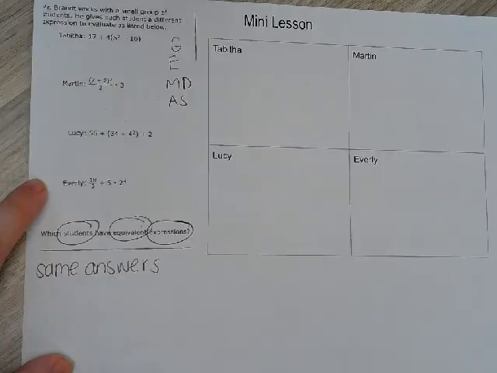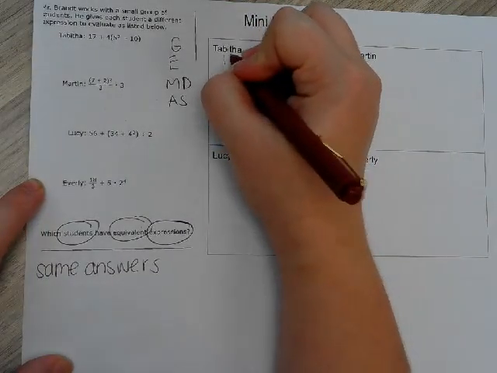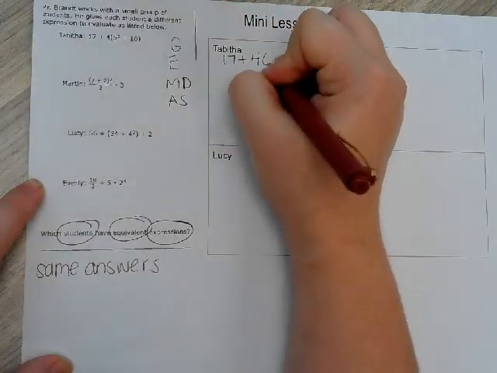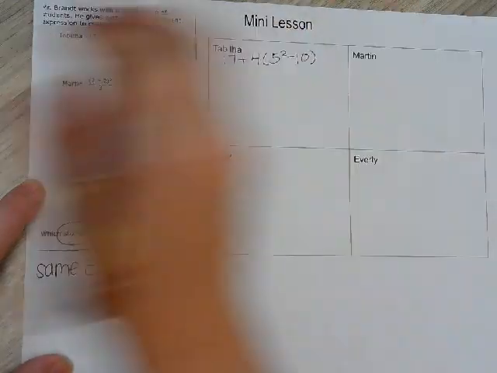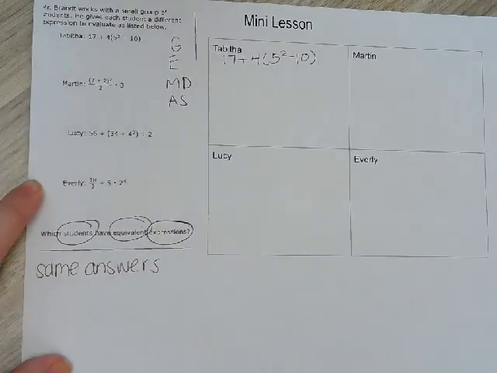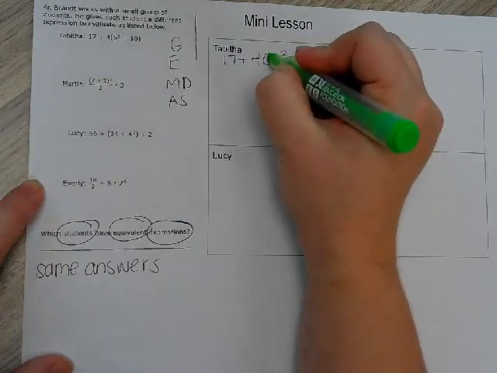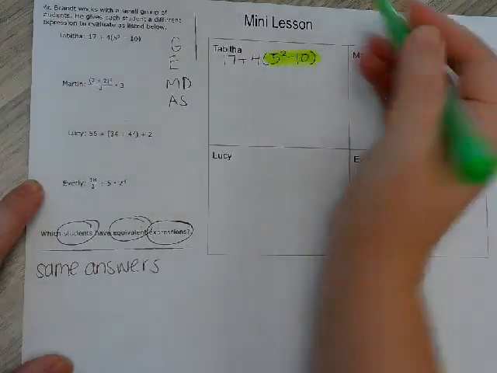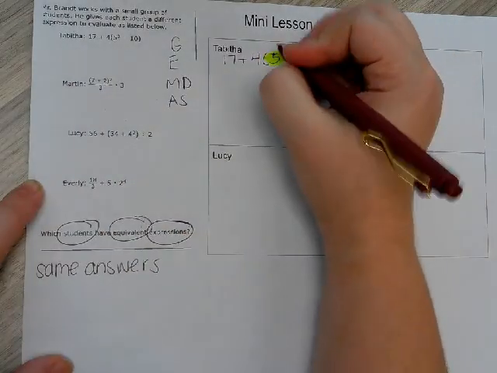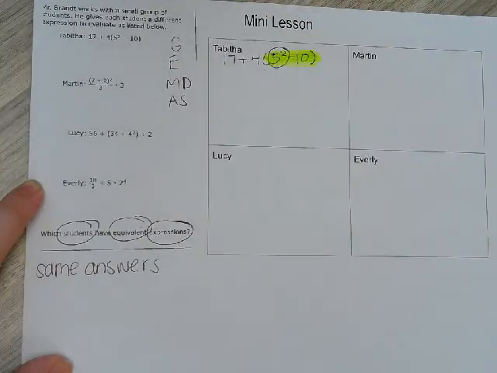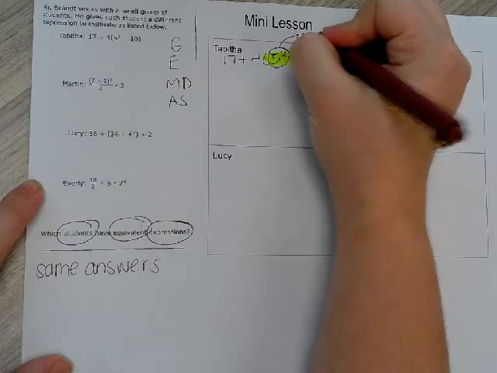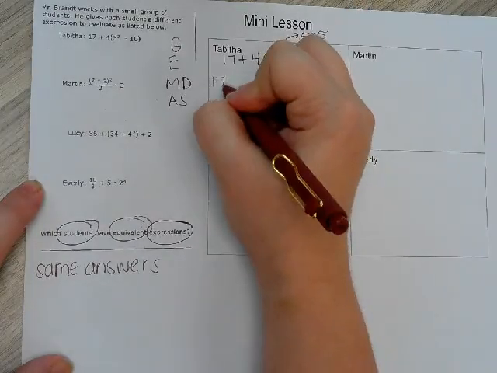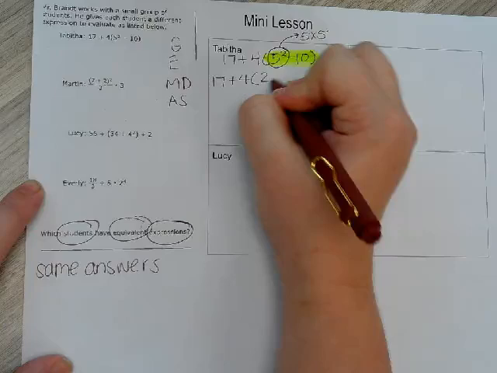Okay, so let's go ahead and start with Tabitha. So Tabitha was 17 plus 4 times 5 squared minus 10. Okay. So remember, parentheses and brackets, that's where we start. So we're going to start with our grouping. But inside my grouping, I have an exponent, so I'm going to do that first. Remember, that's saying 5 times 5. So we have 17 plus 4 times 25 minus 10.